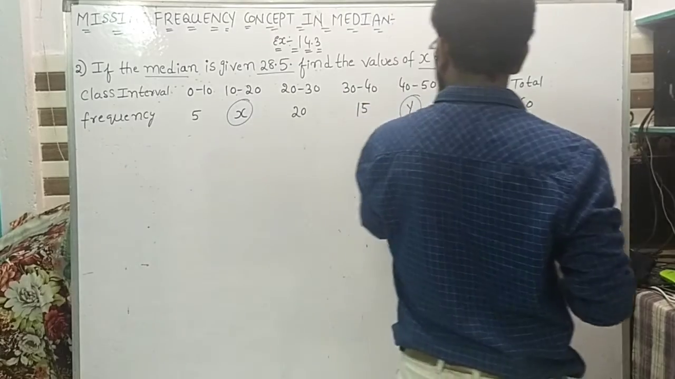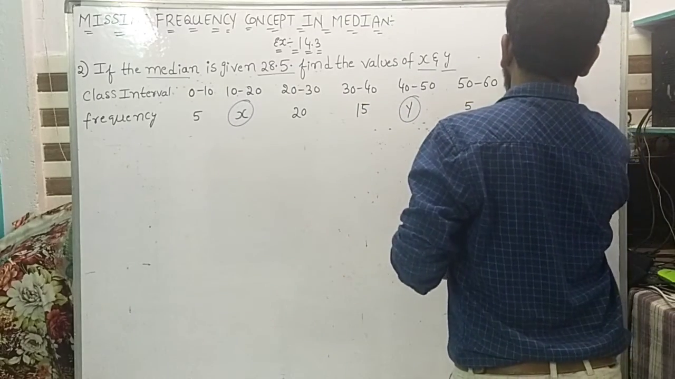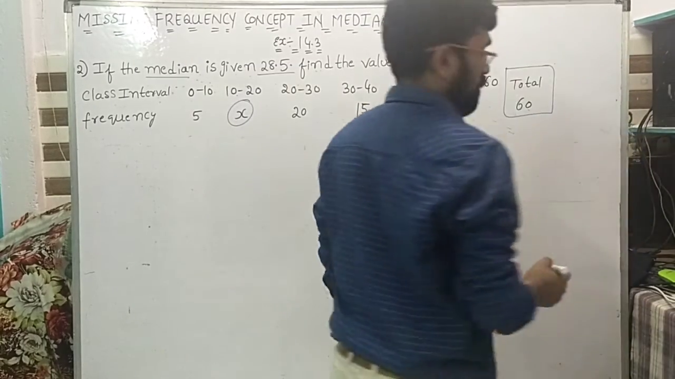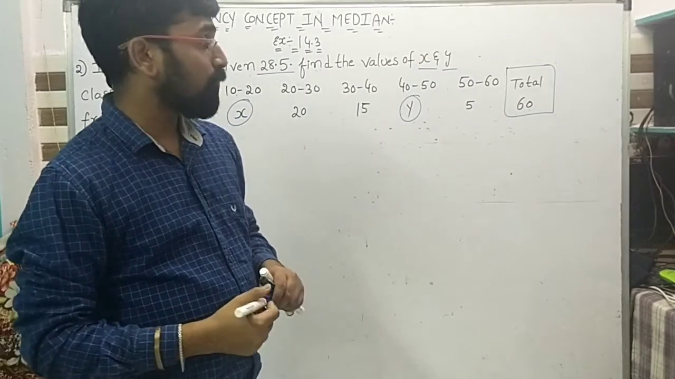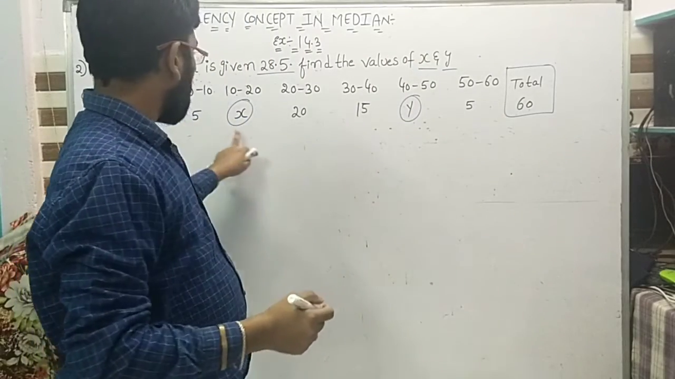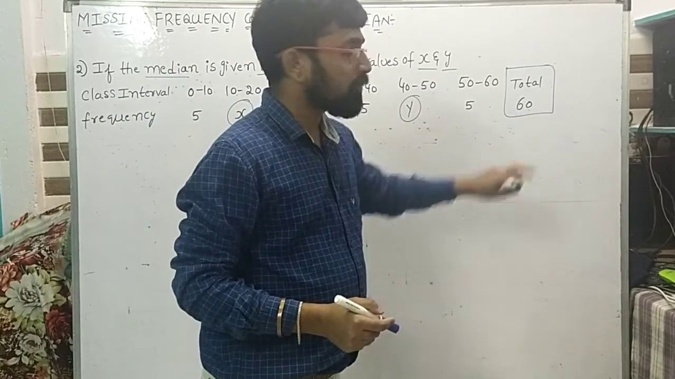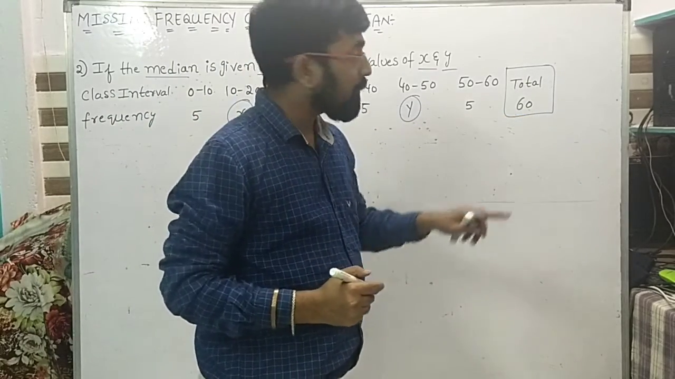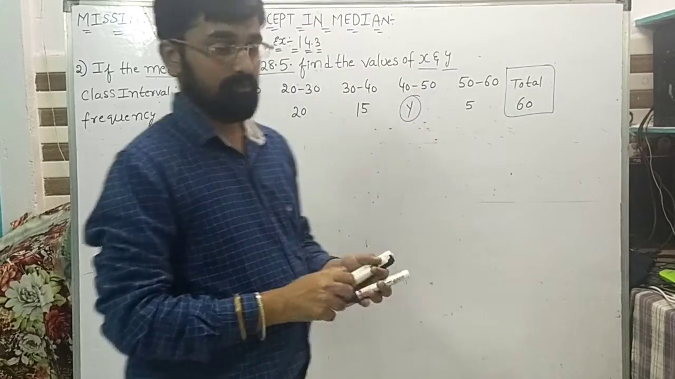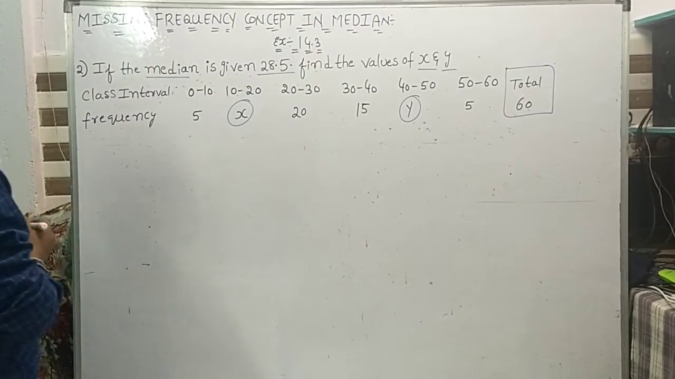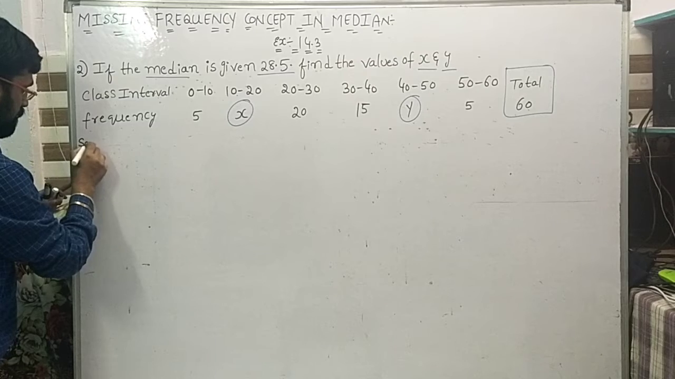If you add this whole total given here, we have to look at this. Many students forget to look at this. If you add 5 plus x plus 20 plus 5, 15 plus y plus 5, they give the total as 60. The total number of observations is given as 60. Now first of all, how to solve this?